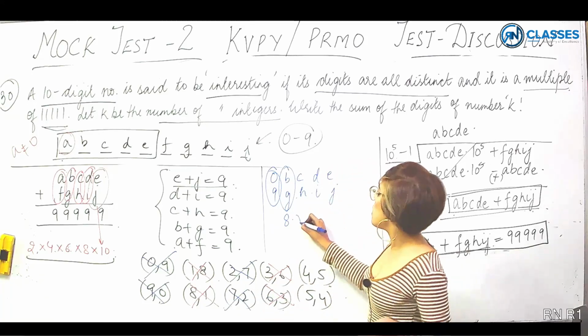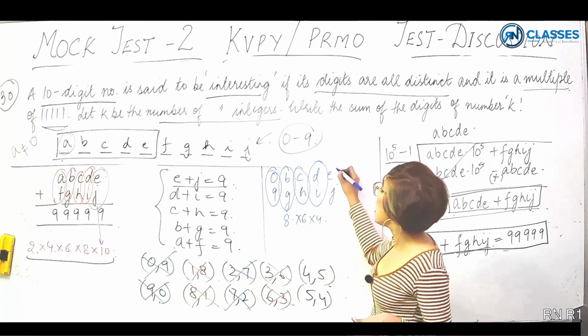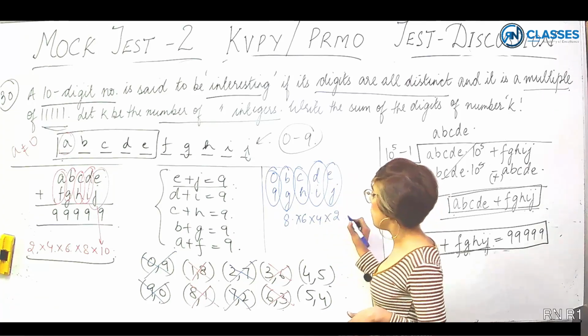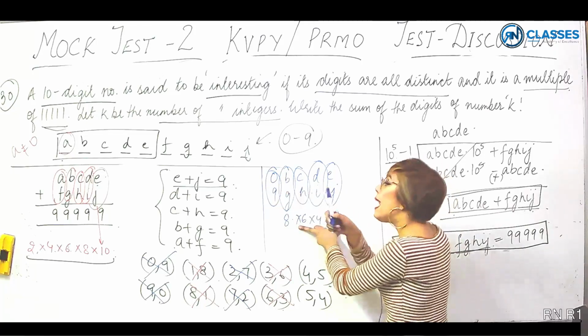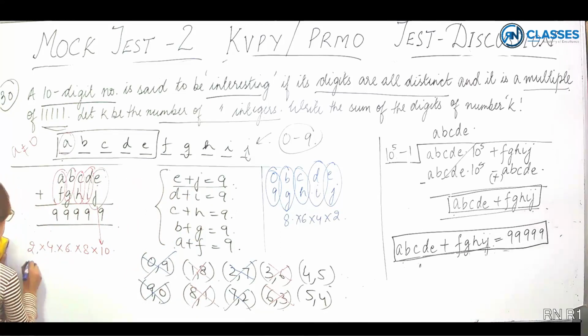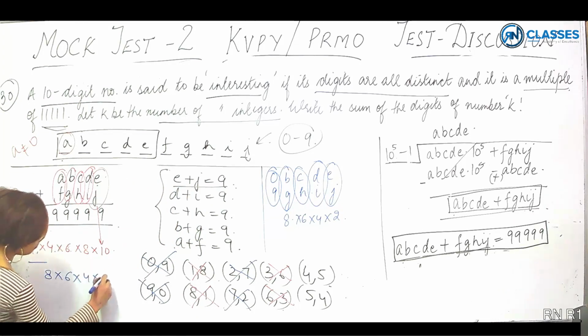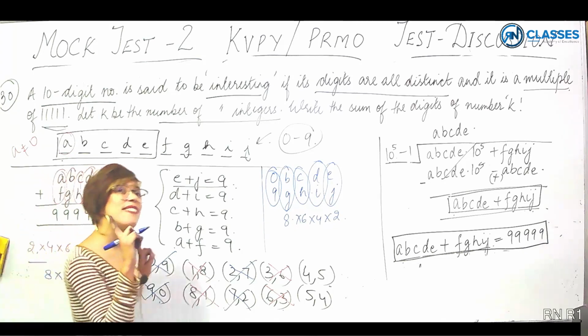C and H will have 6 possibilities. Then corresponding D and I will have 4 possibilities. E and J will have 2 possibilities. So these are the number of cases when 0 is at the first place and I don't want these. So subtract this minus this one. 8 into 6 into 4 into 2. Right? You subtract it and you will get the number which is a very nice number.